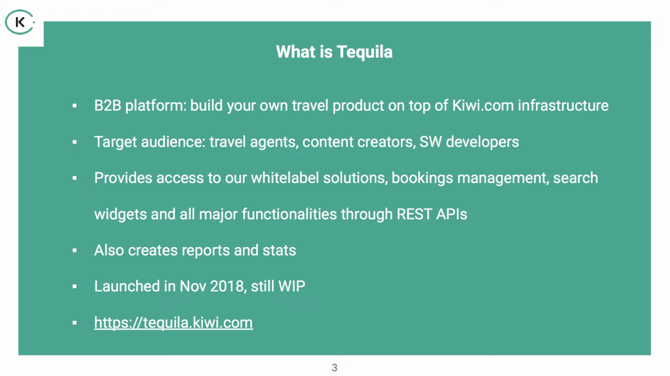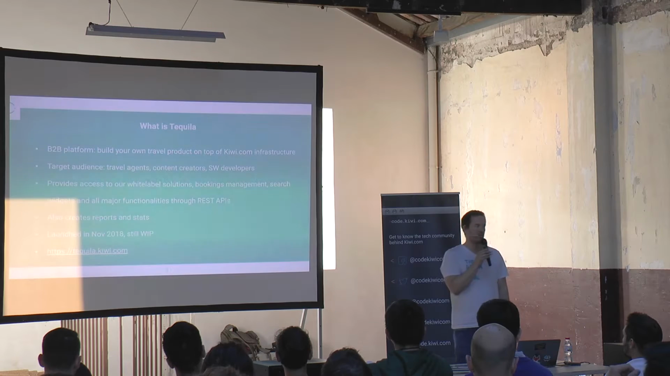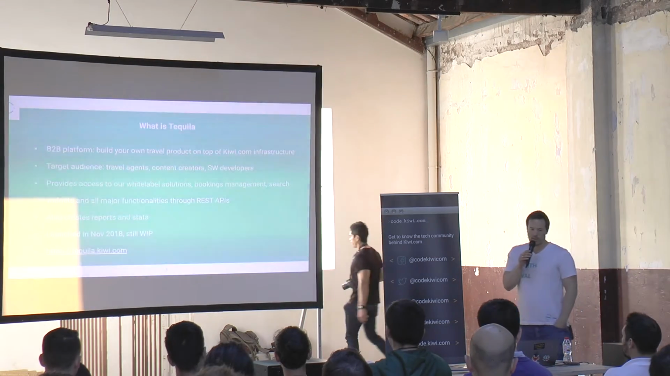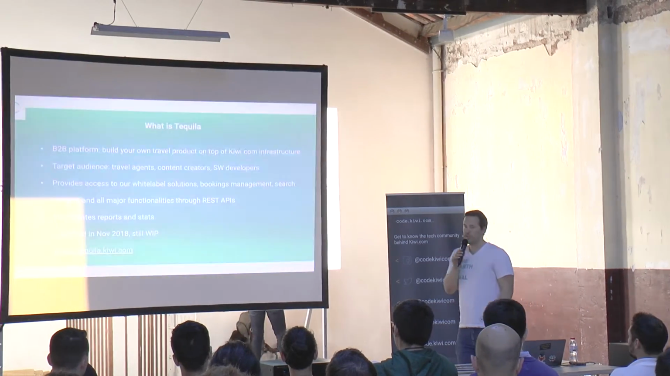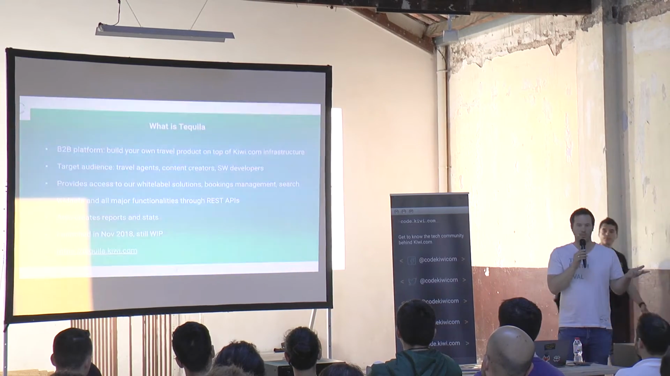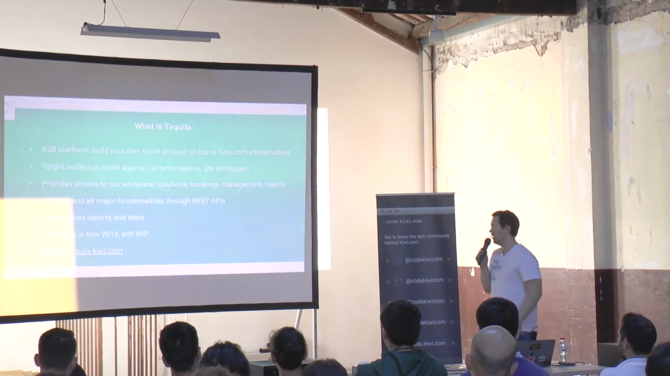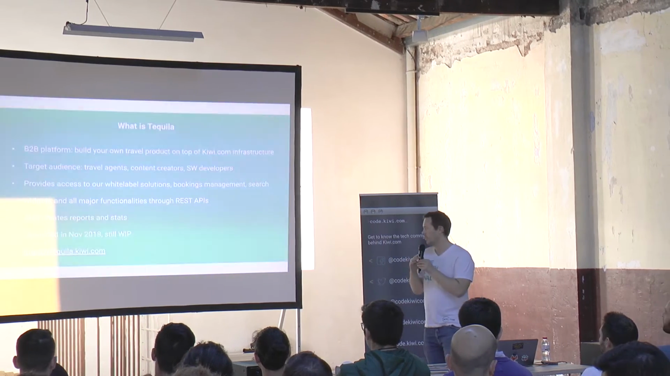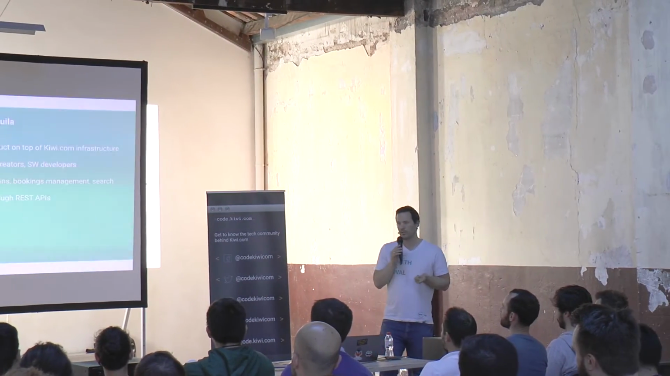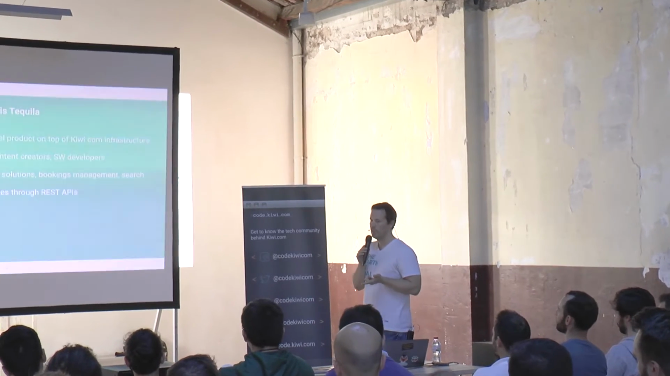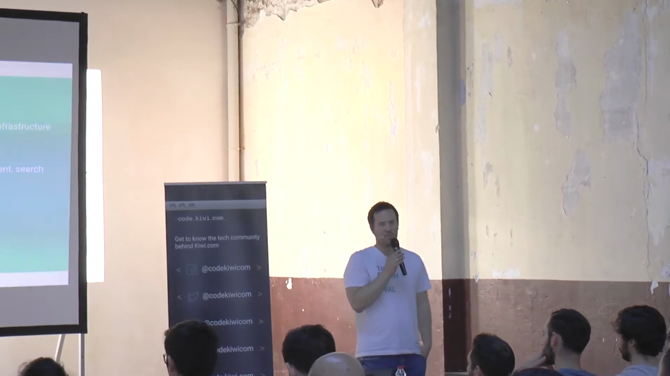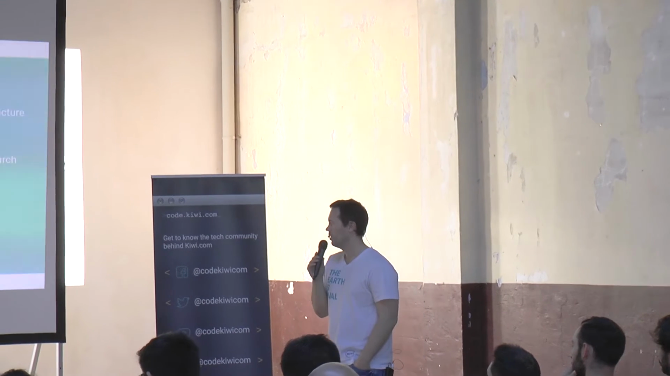You can also get reports and stats, so product managers, salesmen are happy. You can see how much sales you have done and everything. And the target audience for this is travel agencies, content writers, and software developers such as you. Anyone can go to this URL, tequila.kiwi.com, create their account, start building their software on top of our platform, and gain a percentage of each sale. So please check it out and do something cool with our APIs.